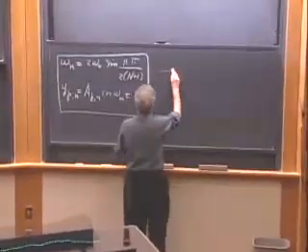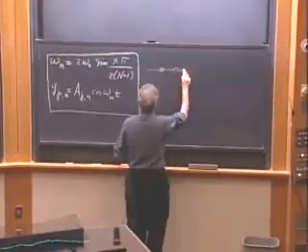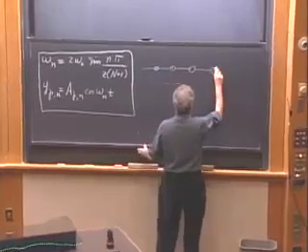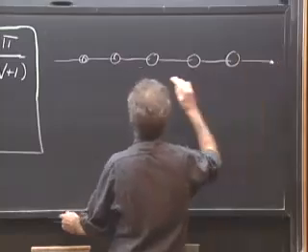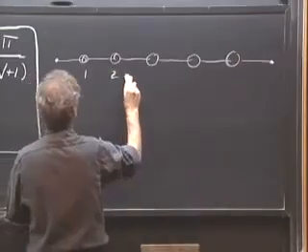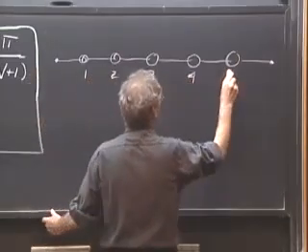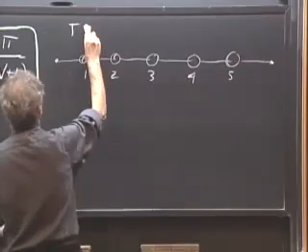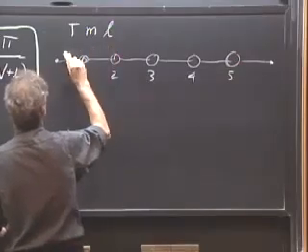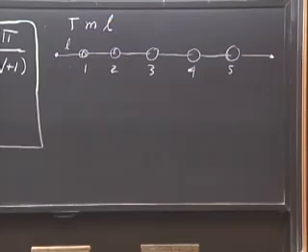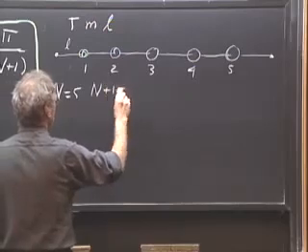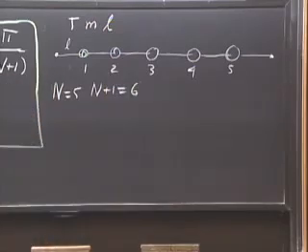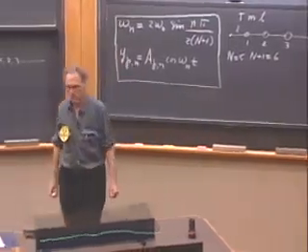I'm going to have 5 beads on a string. 1, 2, 3, 4, 5. Fixed here. 1, 2, 3, 4, 5. The tension is T. The mass of each one is M. And the separation between them is L. And so N is 5. So keep in mind that N plus 1 is 6. The reason why I write that down is because you're going to need the N plus 1.